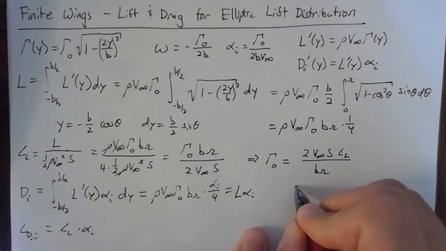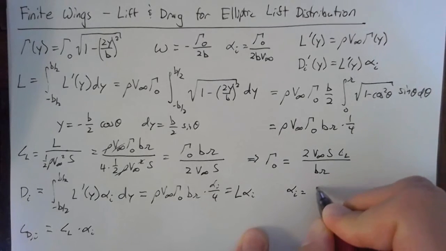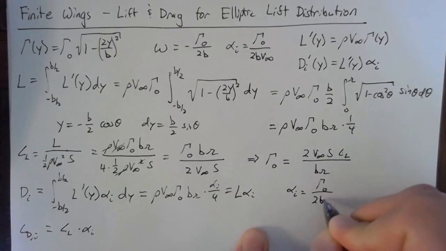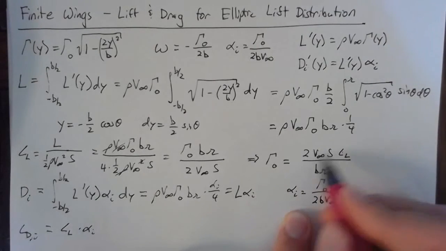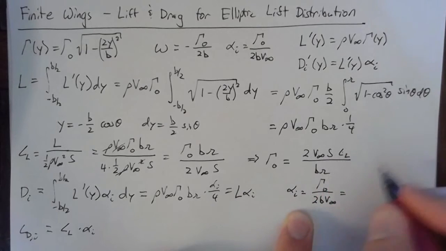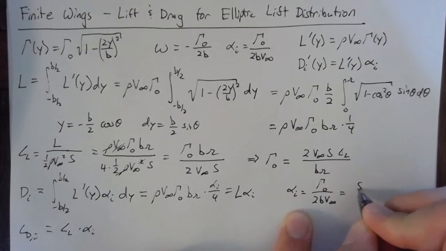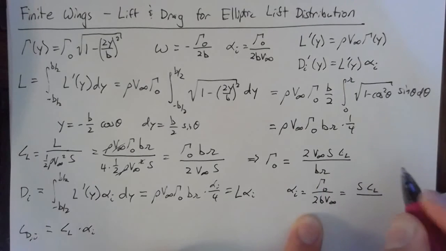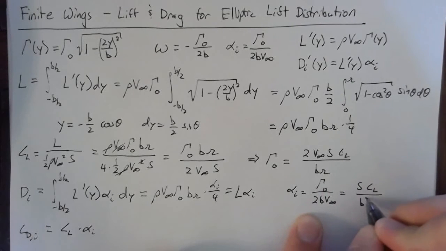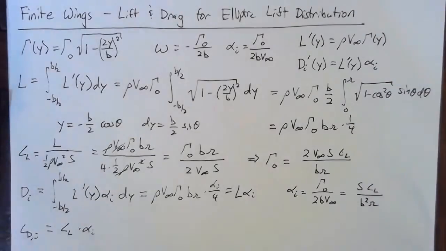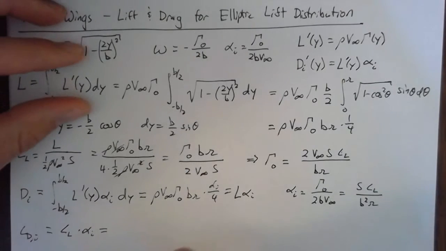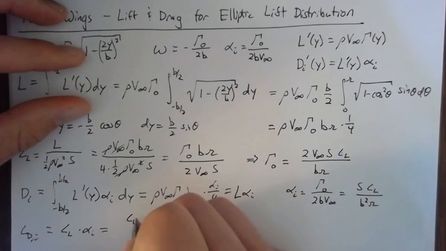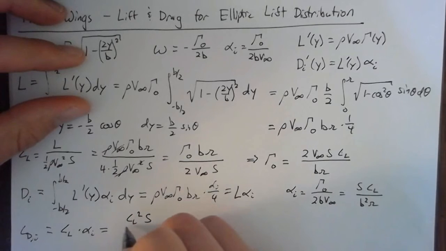And we know that alpha sub I is going to be equal to gamma naught over 2b v infinity, which is going to be equal to all of this divided by 2 times b times v infinity. So this is going to be s times CL all over b squared pi. All right, so now we can write this in very simple terms, and this will be CL squared times s all over pi times b squared.